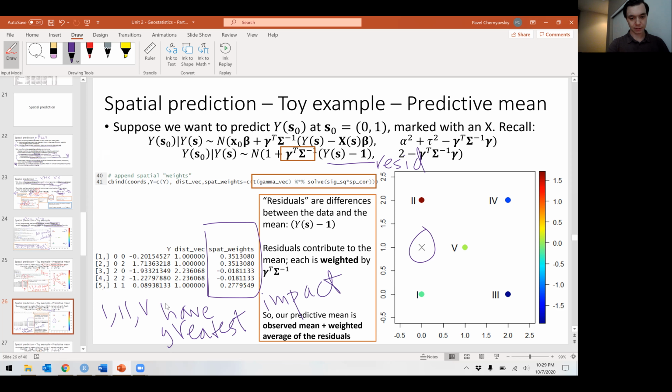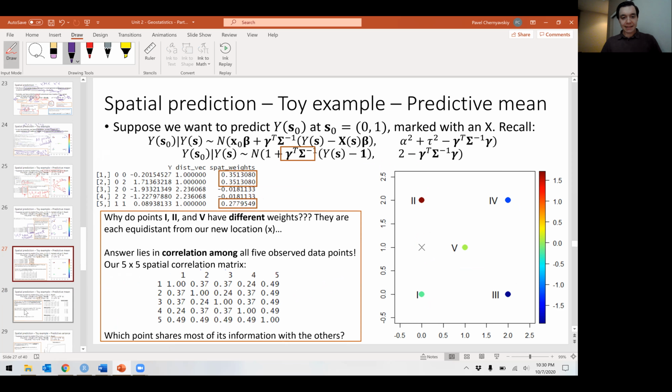But point number 5 has a smaller impact than either 2 or 1, although these 3 points are equidistant. So what is happening? What is going on? By the way, notice that 4 and 3, according to our spatial weights, the residuals at 4 and 3 almost don't matter at all. Those weights are really close to 0. But the interesting thing that we show here is that 1 and 2 have equal weights, but 5 has a smaller weight. Why is that?